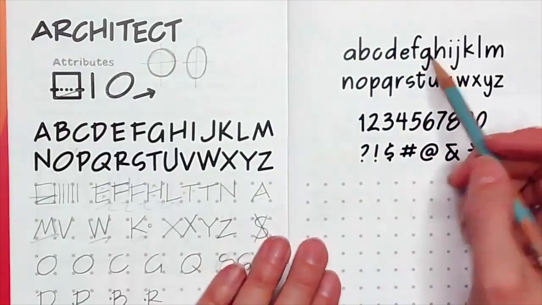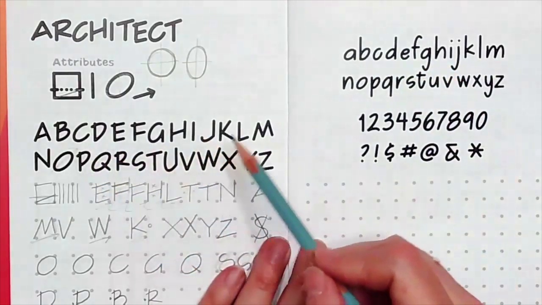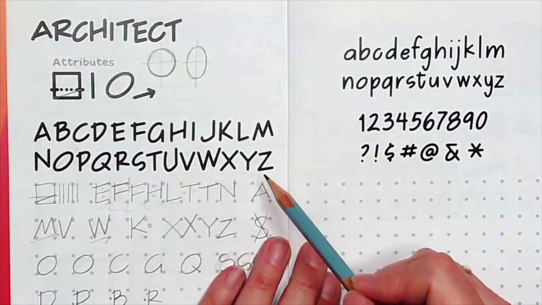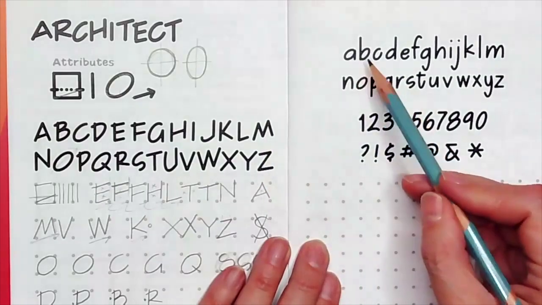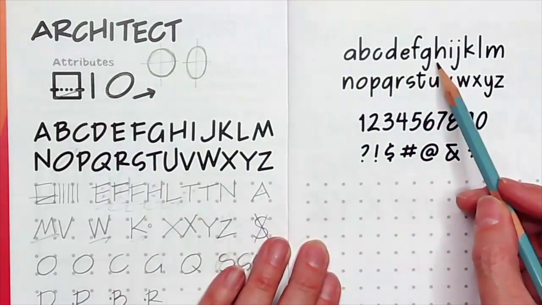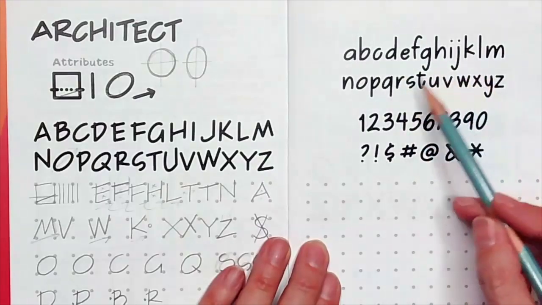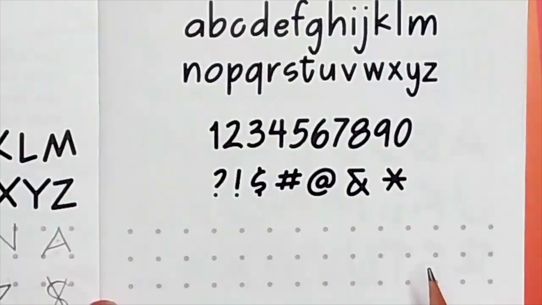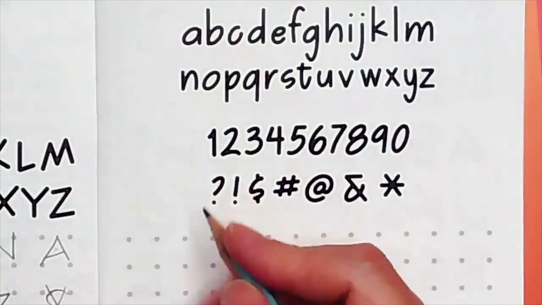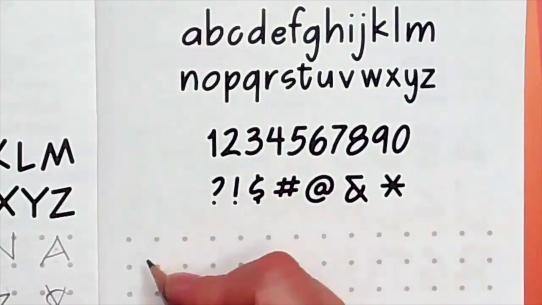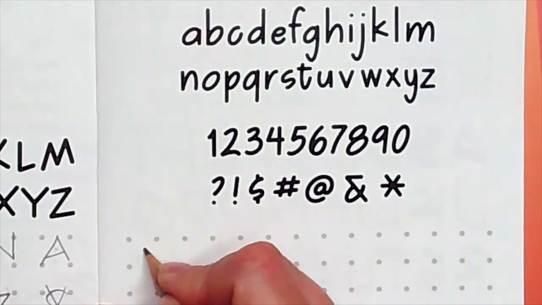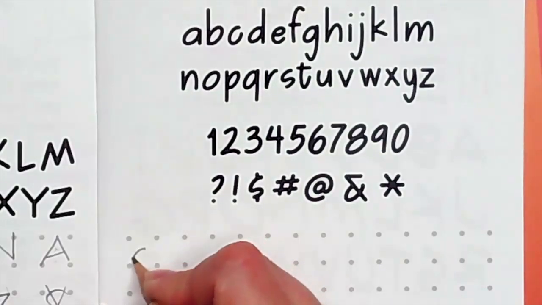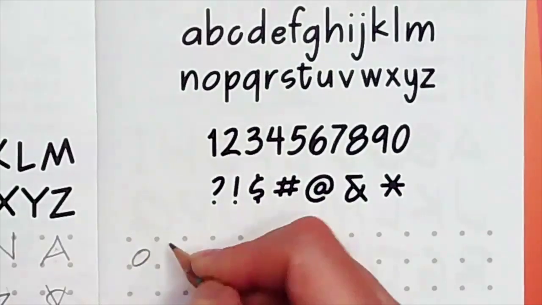And what you'll notice is there are a lot more straight line letters in the uppercase architect, and the lowercase letters have a lot more curves. So you need to go slower to get this just right. Also notice how much smaller these letters are. Let's start with the letter A. We're only going to use about a half to 2/3 of the box.